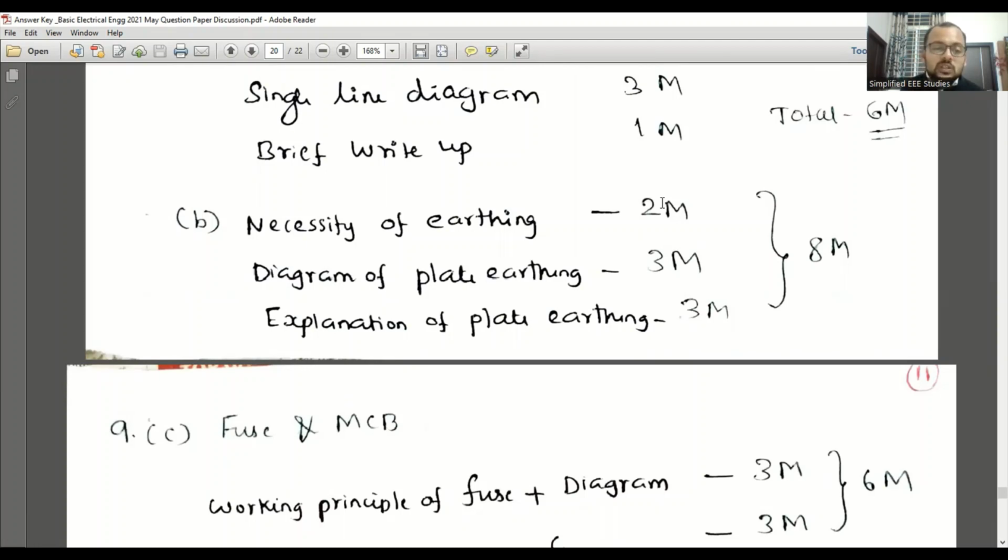Then you need to produce the diagram of plate earthing. If you draw the diagram neatly with all the dimensions, you will get 3 marks. And you are expected to write some important points on plate earthing: where it is used, what the specifications are, the necessity, and how to make it, all explained in brief. Altogether 8 marks. In some cases you may get another type of earthing, called rod earthing. So the same question can be repeated in the forthcoming examination as well.